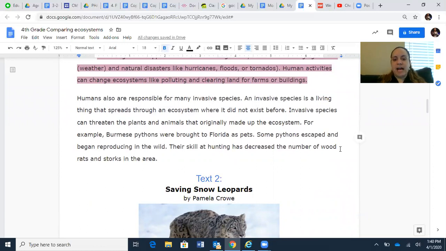Their skill at hunting has decreased the number of wood rats and storks in the area. Okay, that was text 1.